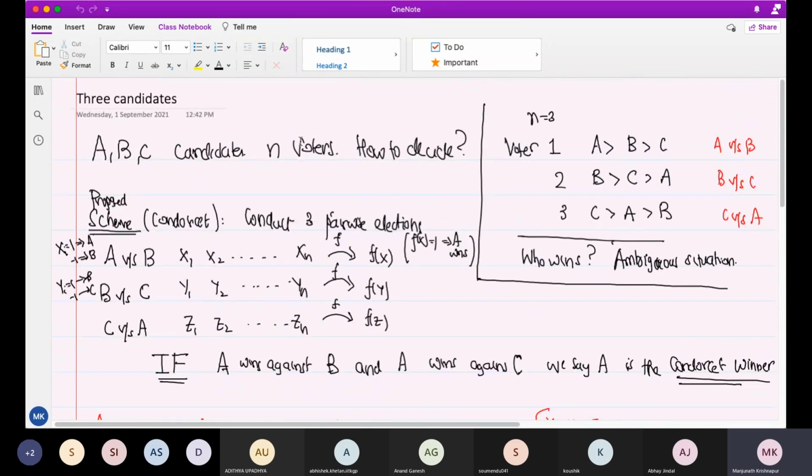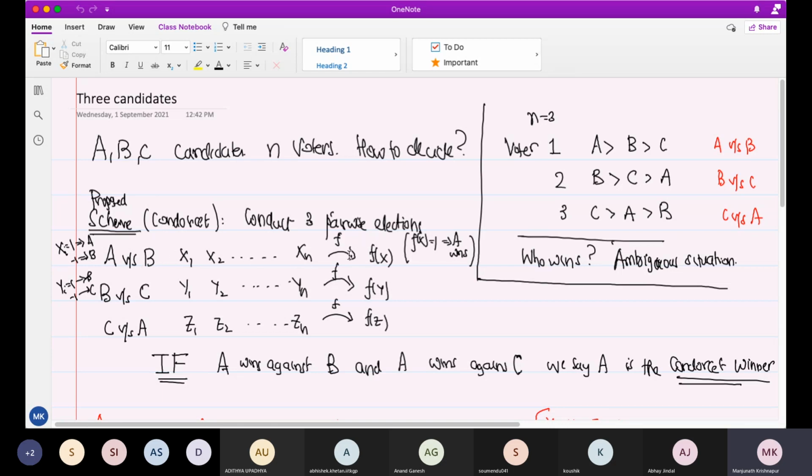So there are three candidates, A, B, C, and there are n voters. One proposal for how to decide among them is to conduct three pairwise elections, A versus B, B versus C, and C versus A, and somehow put together the results to get a decision among the three candidates. Okay, and so in A versus B, the voting is, let's say, x1, x2, ..., xn. That means the first voter votes +1 if he or she prefers A to B and -1 otherwise, and so on. So +1 is for the first candidate, -1 is for the second candidate.